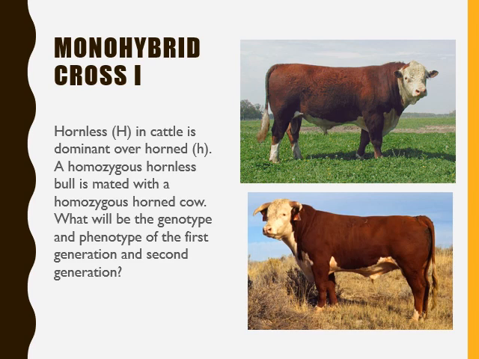So we'll do a few more problems. We'll work through a few more of these. These are cattle. We've got hornless, big H, in cattle is dominant over horned, little h. A homozygous hornless bull is mated with a homozygous horned cow. What will be the genotype and phenotype of the first generation and the second generation? So this one isn't just asking what's going to happen in that first generation. This is asking what's going to happen when the kids mate in the F2 generation.